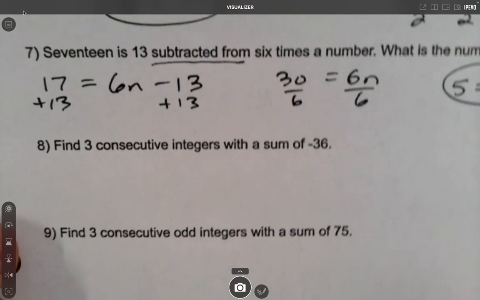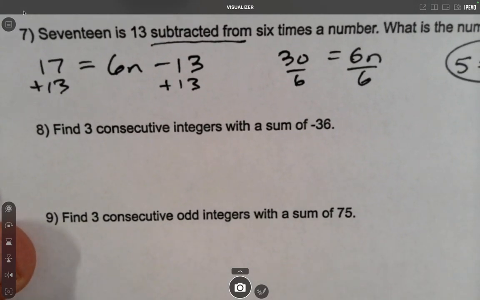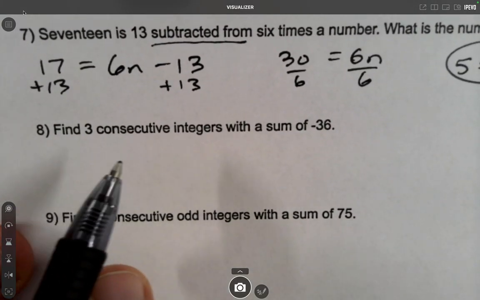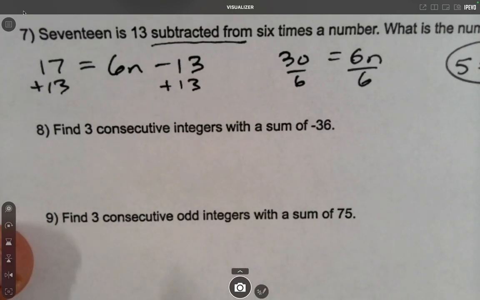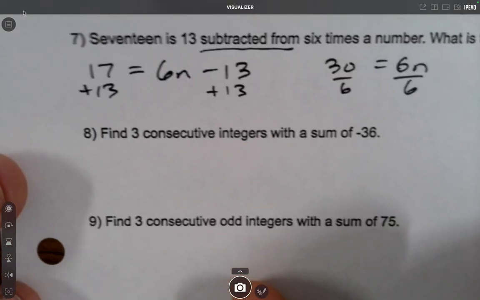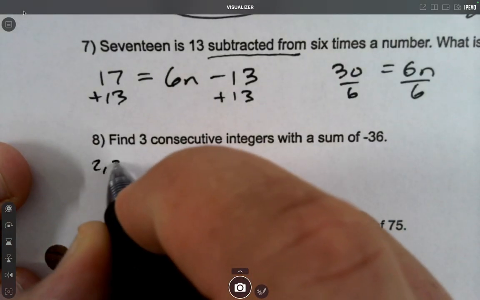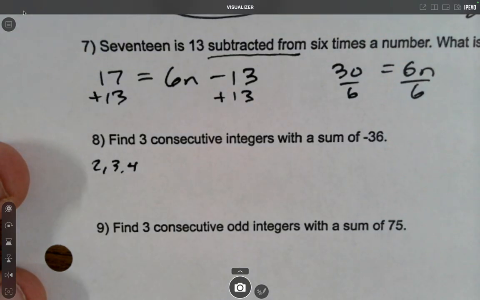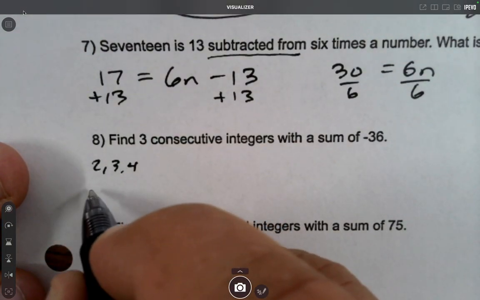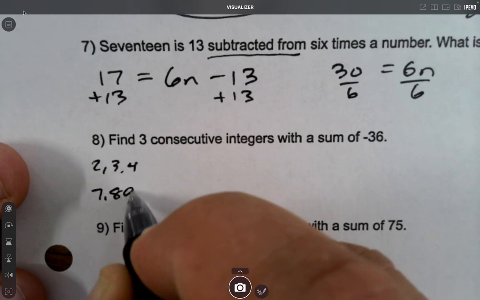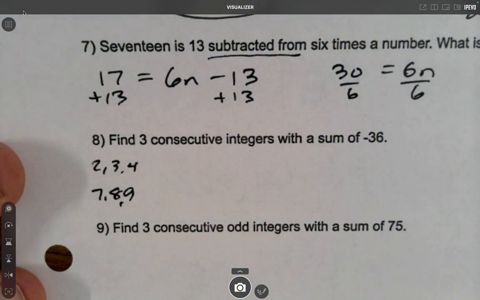Okay, 8 and 9 are a little trickier, so I'm going to do my best to explain it. It says find 3 consecutive integers with a sum of negative 36. Consecutive means in a row. So these are not the numbers we need, but 2, 3, 4 is an example. Those are 3 consecutive integers. Or 7, 8, 9. Those are 3 consecutive integers.